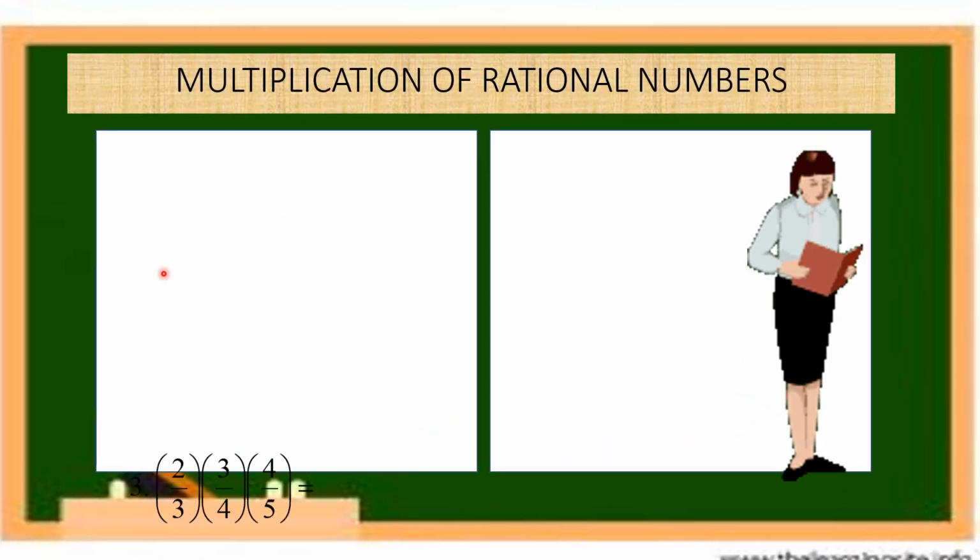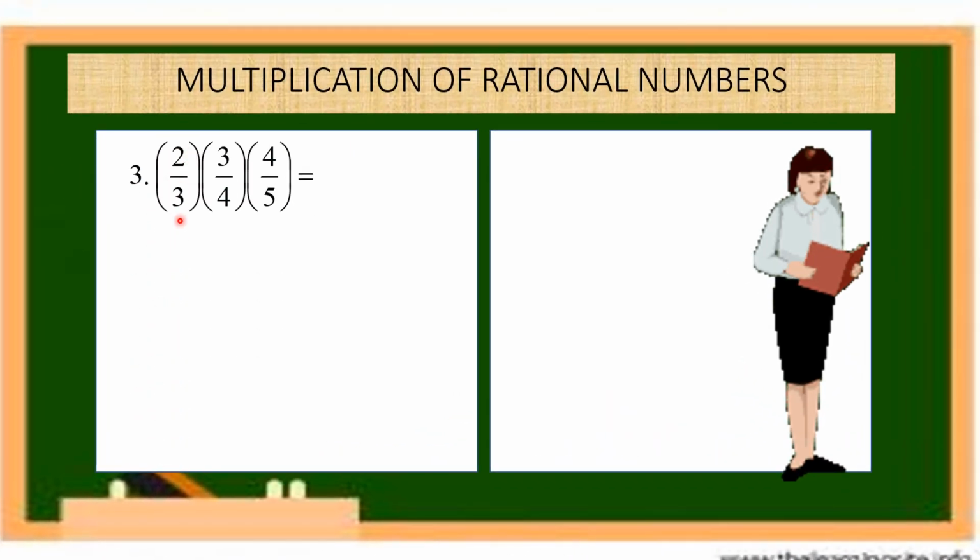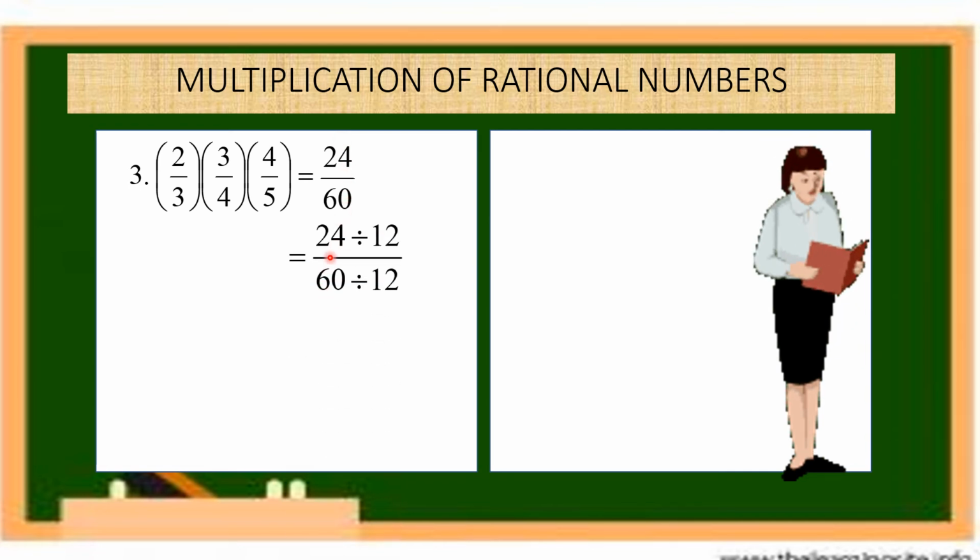So we have problem number 3 for multiplication. We have 2 over 3 times 3 over 4 times 4 over 5. The rule is to multiply the numerator by the numerator and the denominator by the denominator. 2 times 3 is 6, 6 times 4 is 24. 3 times 4 is 12, 12 times 5 is 60. So we have 24 over 60. 24 and 60 are both divisible by 12. 24 divided by 12 is 2, and 60 divided by 12 is 5. So we have 2 over 5.